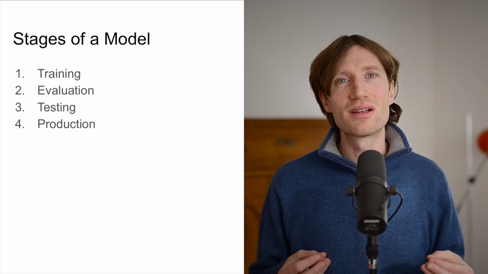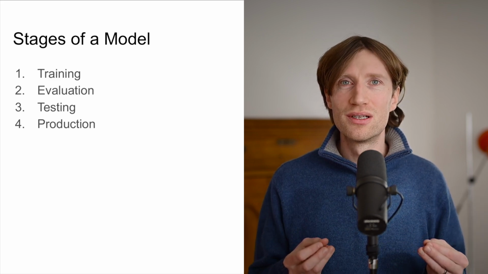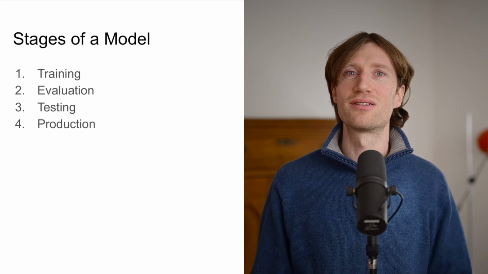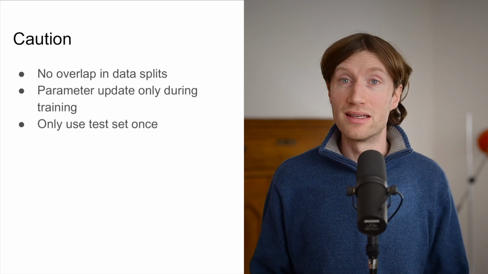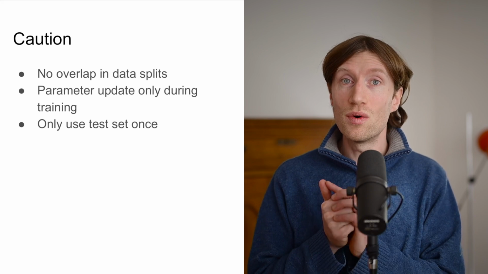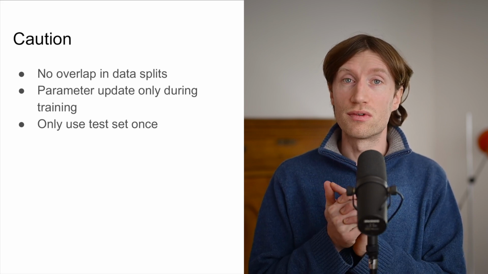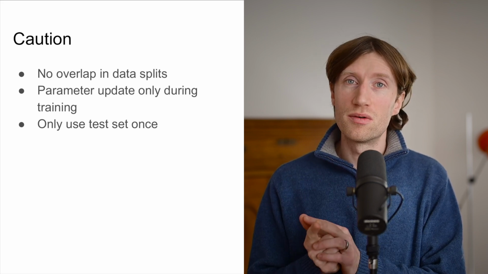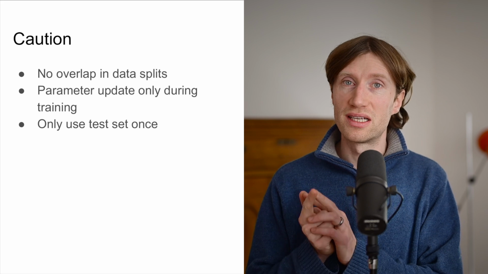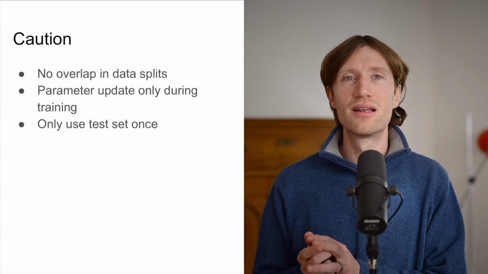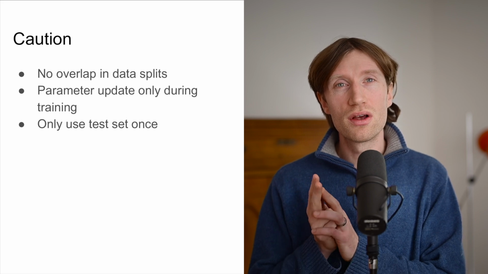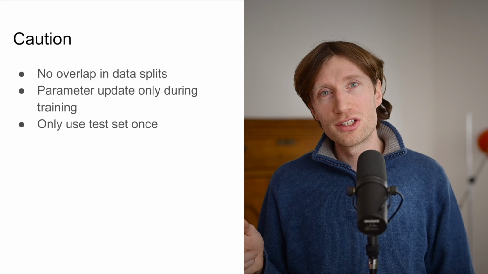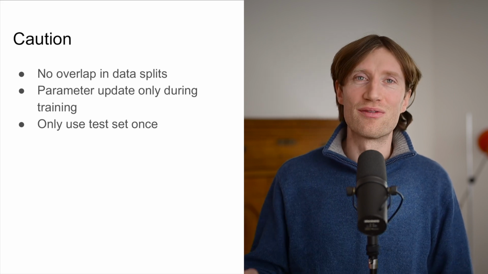It is when the model is actually put to use to help you with your humanities research question. It is important that you have no overlap in the data used for training, evaluation, and testing, that you don't update your parameters during evaluation and testing, and that you run your model only once on the test data, report those results in your publication, and not go back to training afterwards.